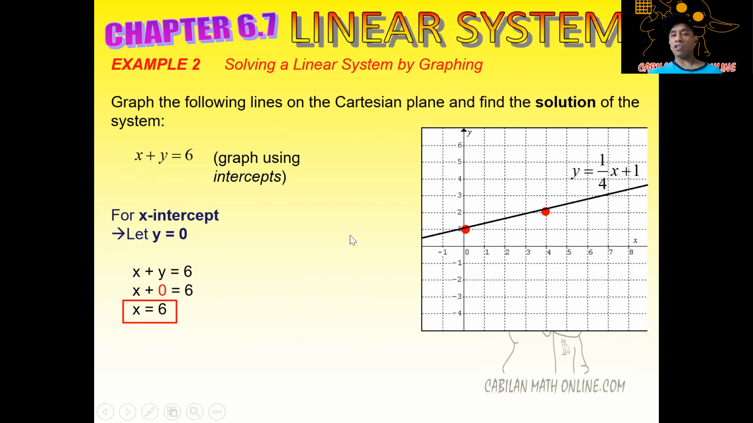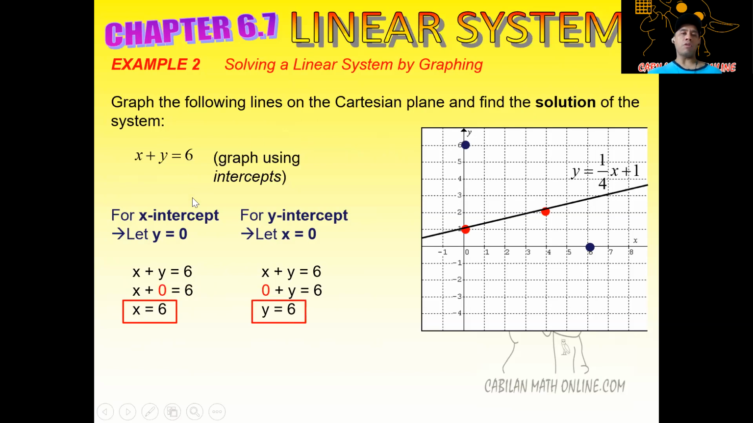Remember the x-intercept is where the line will touch the x-axis. So this x equals 6 will be right there, which I plotted in blue. For the y-intercept, we have to let the opposite letter be 0, so in this case, the x is going to be 0. What we wind up getting here is 0 plus y equals 6, and sure enough, our y-intercept is also 6. Don't forget the y-intercept is where the line touches the y-axis, which in this case is that.